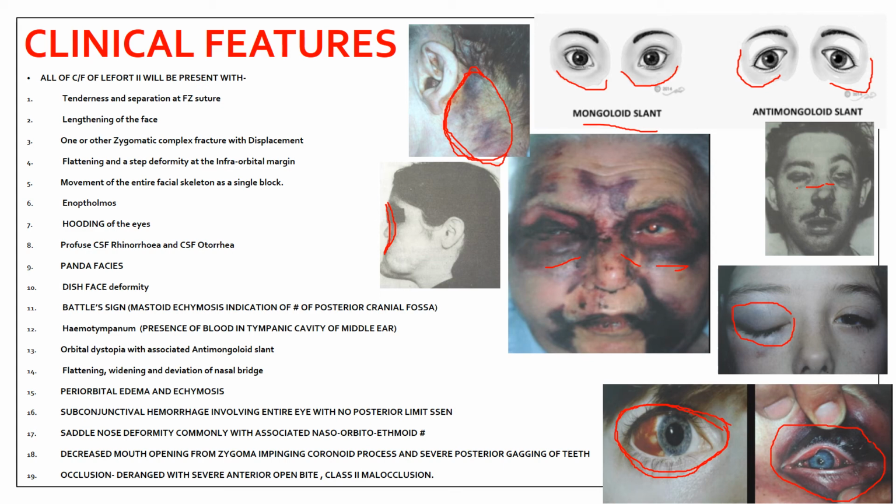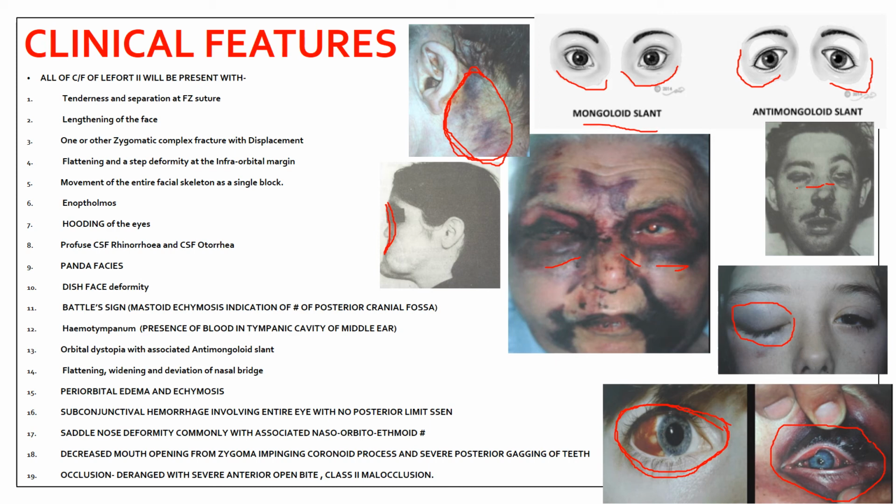The next one is flattening, widening and deviation of the nasal bridge. So your nasal bridge will get widened, flattened and deviated. Then there is periorbital edema and ecchymosis. This is periorbital edema and ecchymosis. Ecchymosis is nothing but this bluish black area which you will see.